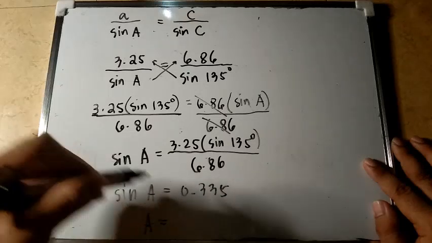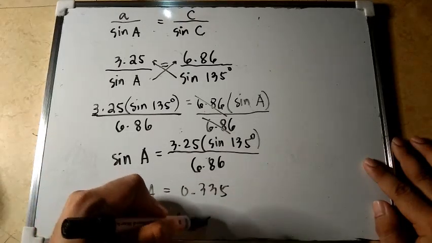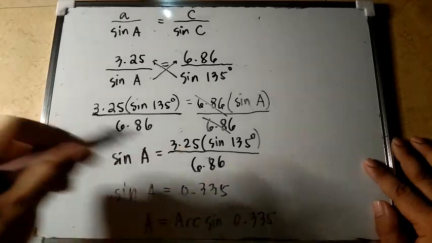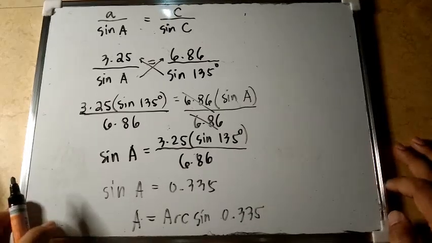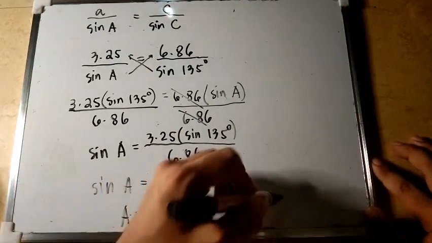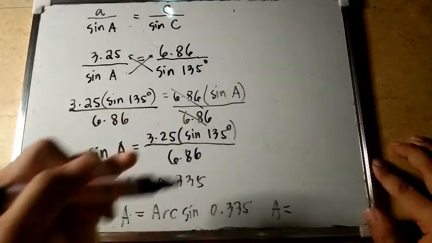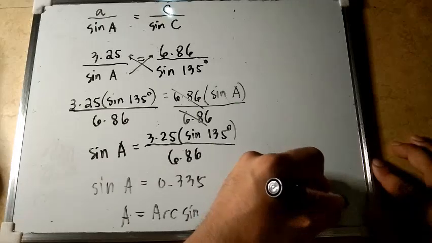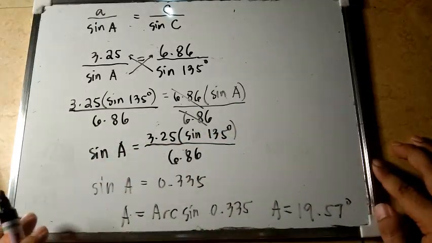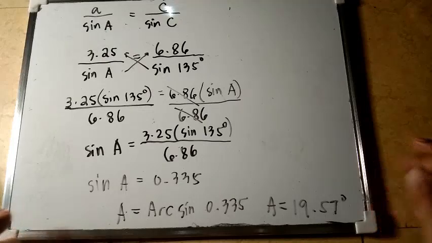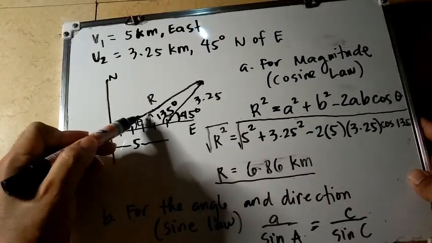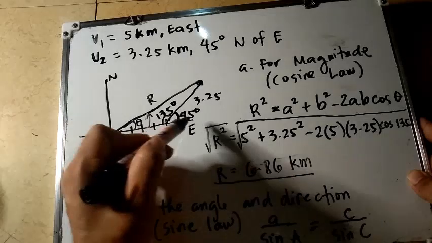So, arc sine 0.335. Or, dun sa calculator nyo, shift sine 0.335. So, lalabas, A is equal to 19.57 degrees. Okay? So, yan. So, mapansin nyo, ito yung 19.57 degrees natin. Okay? So, simula siya sa east, pumunta siya na east.